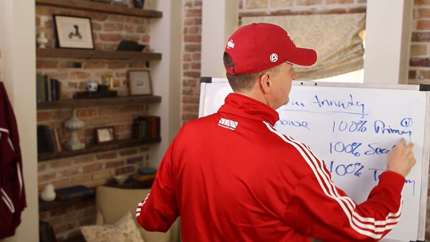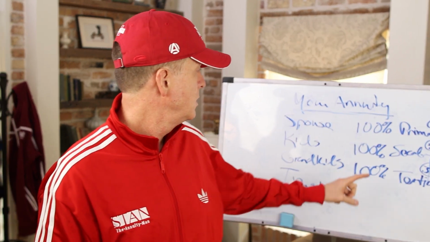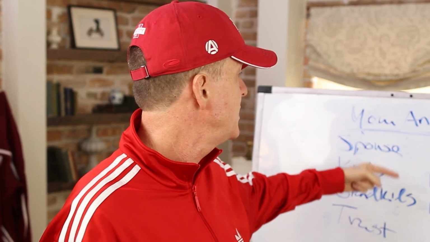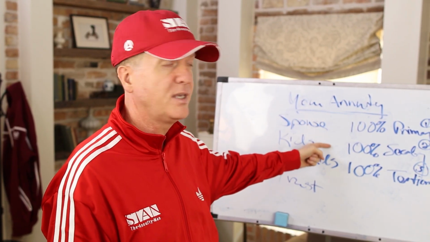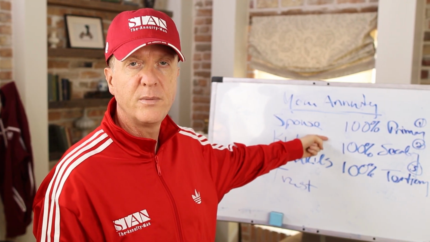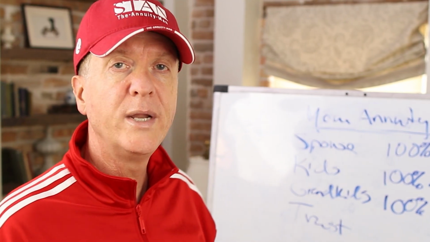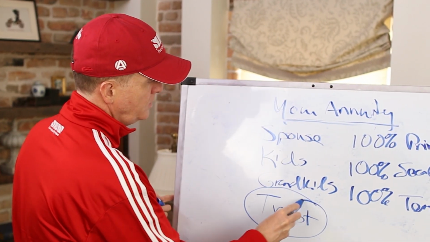So 1, 2, 3. All right, so you die, spouse is alive, they get the proceeds. You and your spouse die at the same time, kids get the proceeds. How about this? You and your spouse are alive and somehow the kids pass away, then the grandkids are going to move up to secondary. Does that make sense?